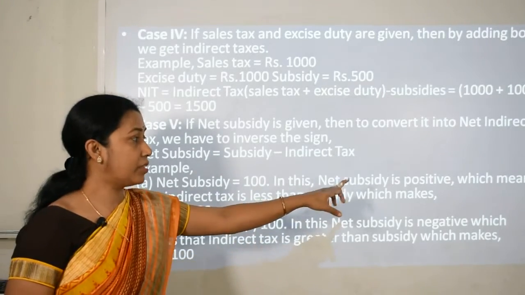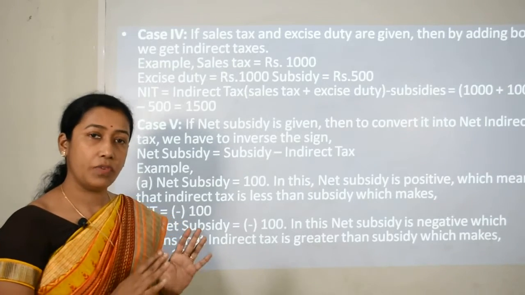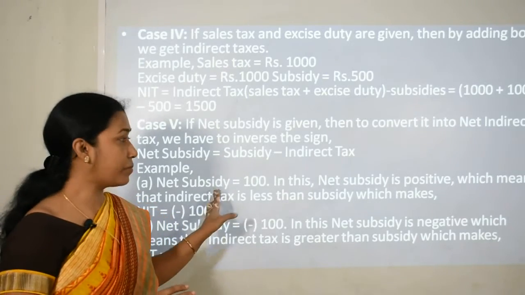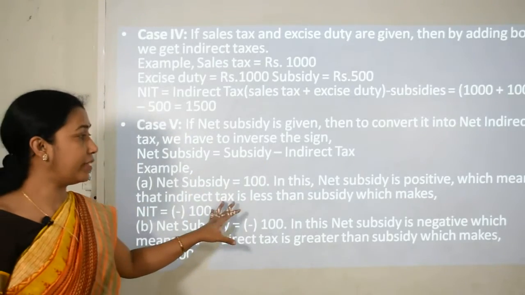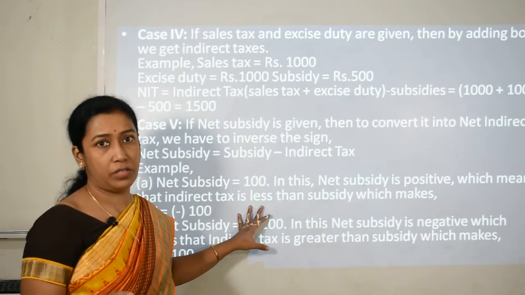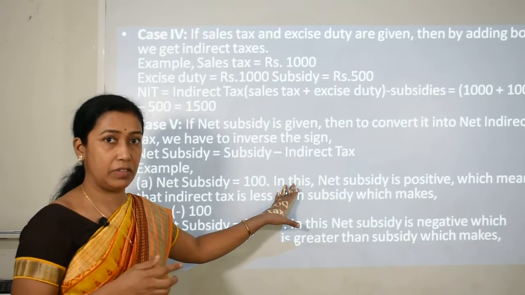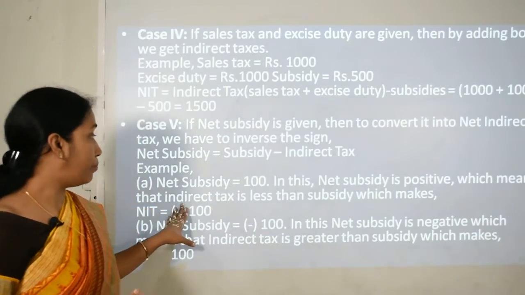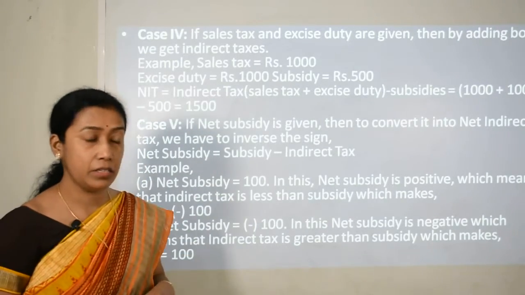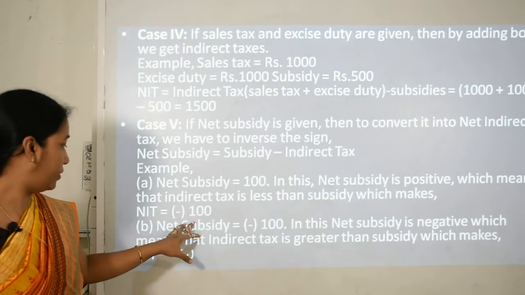So example can be like net subsidy is given as 100. In this, the net subsidy is positive. That means when it is 100, it is not minus 100. So we can assume that the net subsidy is positive. When it is positive, which means that indirect tax is less than subsidies. When we say net subsidy is positive, it is given as 100. So we can anticipate that possibly indirect tax is less than the subsidies, which makes net indirect tax as minus 100.